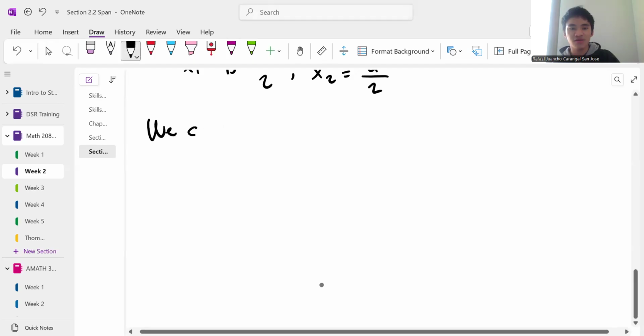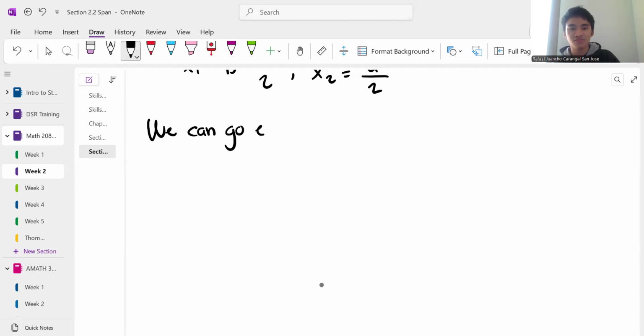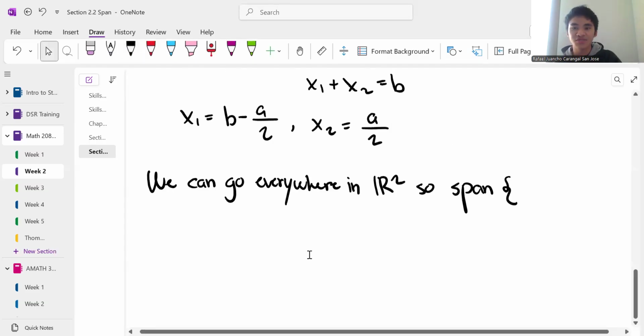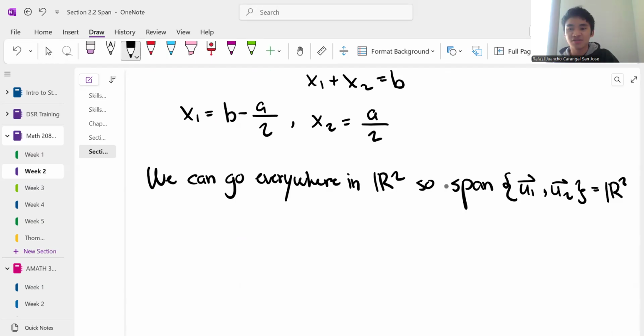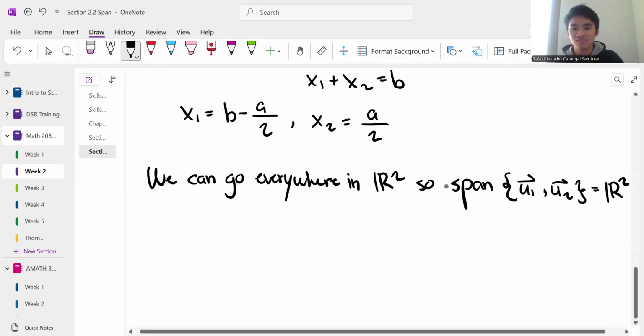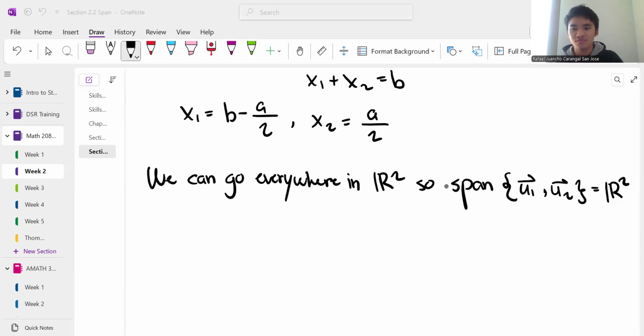So we can go everywhere in R2. So what does that mean? Like mathematically, what's everywhere? That means it's the span. So that's where the span comes in. Span of the given vectors that we had, u sub 1 and 2, the span of these is actually R2. Okay, now let's give a formal definition.